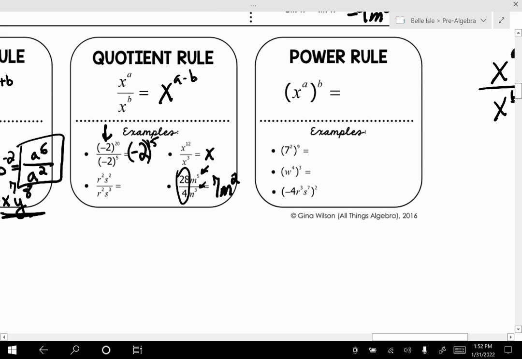X to the 12th over x to the 3rd should be 12 minus 3, x to the 9th power. We have r squared over r squared, r squared s squared over r squared s to the 3rd.